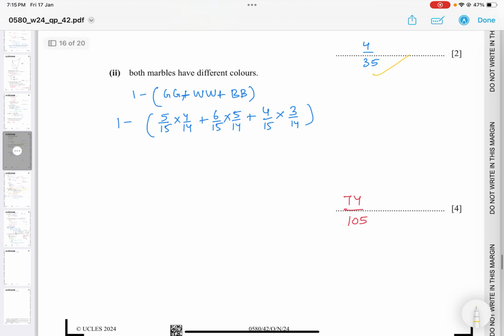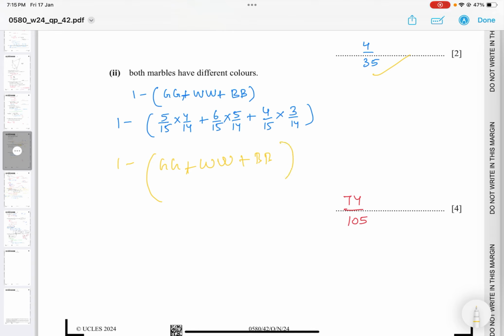Very good. Both marbles have different colors. So there are two ways of doing it. We will go with the simple way. Total is 1. We will subtract the same from that. That is green, green plus white, white plus blue, blue. Just remember one point. We are doing without replacement.